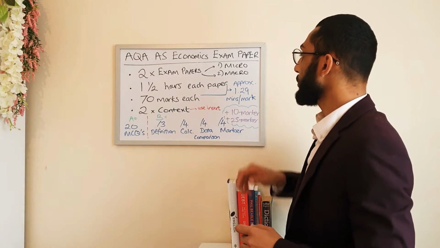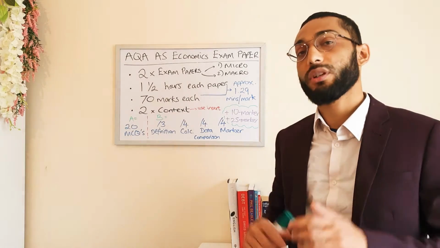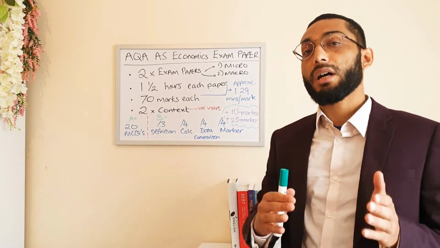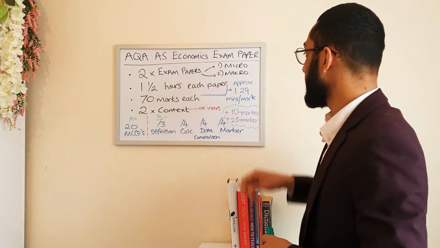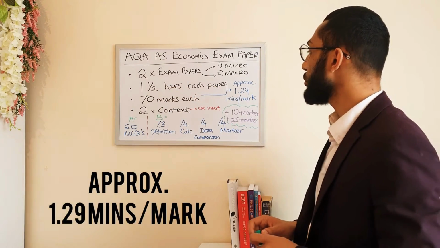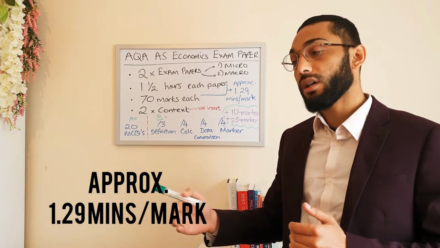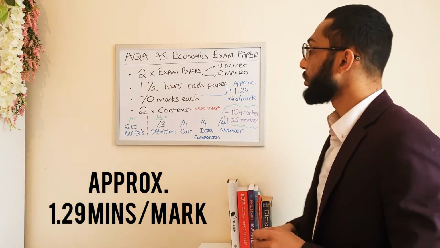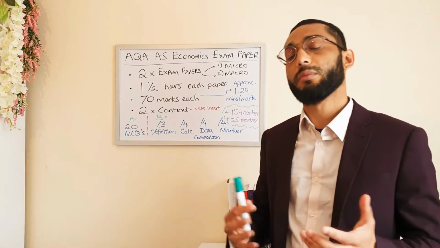The other thing to note, which is quite crucial for time management and for students who perhaps struggle with time, is the mark to minute ratio, right? So if you do the calculation, 90 divided by 70, that gives you approximately 1.29 minutes per mark. So for every 1 mark, you will have 1.29 minutes to answer that particular question, which is okay. It's reasonable.